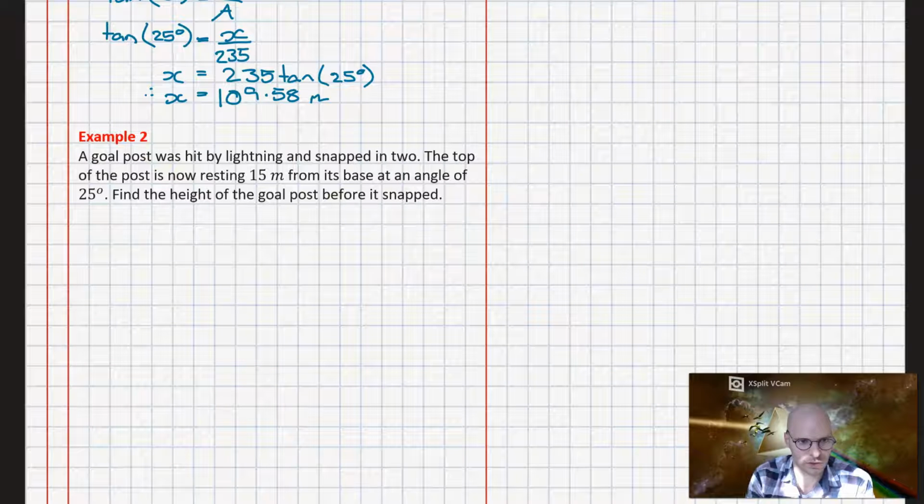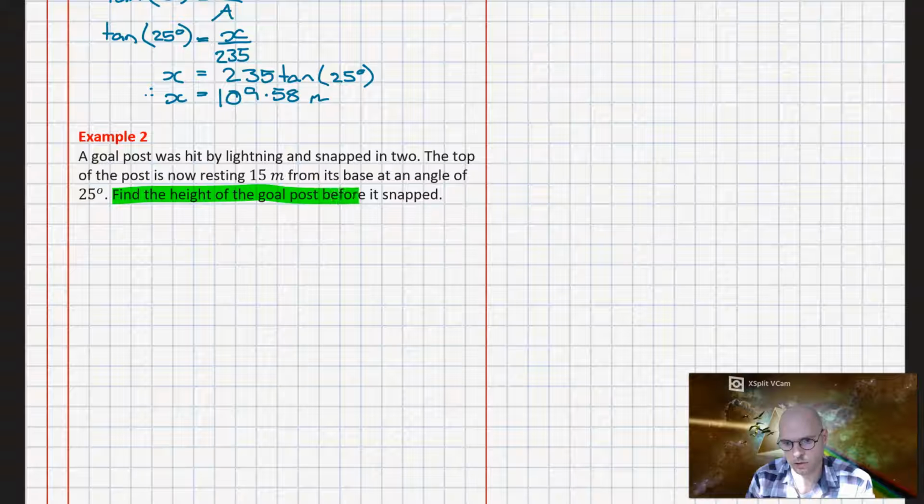Alright, so I'm going to go through it and look for the goal of this question. What is it asking us to find? In the last sentence it says find the height of the goalpost before it snapped. Or we can say find the height of the goalpost before. So what was the original height?